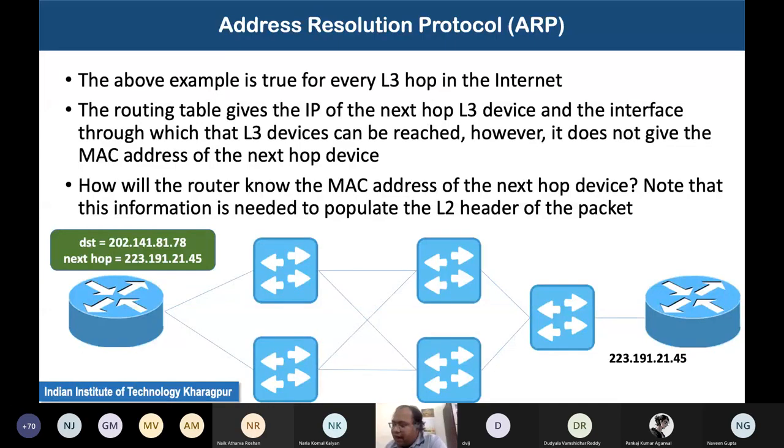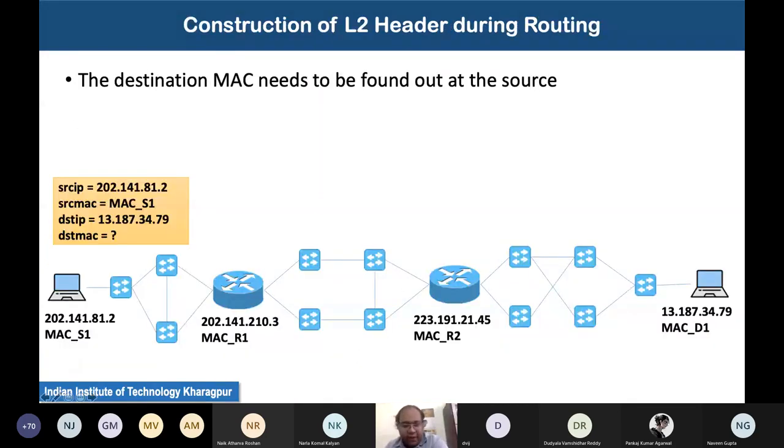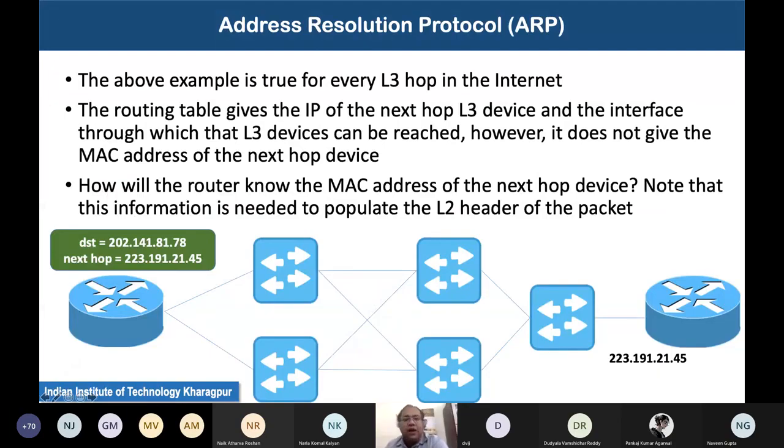Whenever I am forwarding a packet, I need to forward it from one layer 3 hop to the next layer 2 hop, and from that next layer 2 hop further. So the question is how will the router know the MAC address of the next hop device? Because in layer 2, if I want to forward a packet, I need these MAC addresses. That is the challenge we have, and for finding out the MAC addresses of the layer 2 devices, I need to find out the MAC address of the final destination.